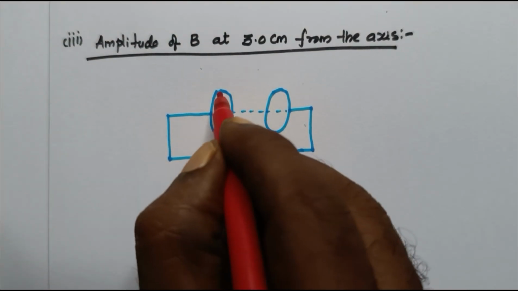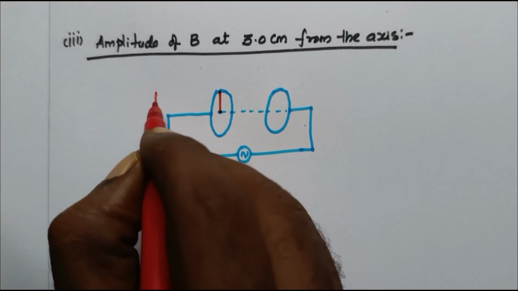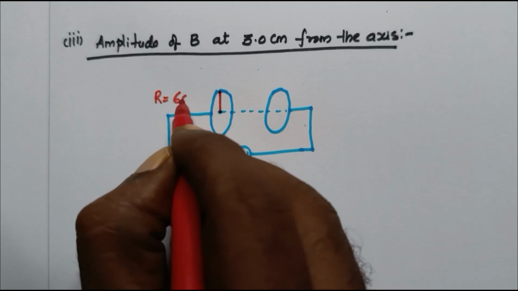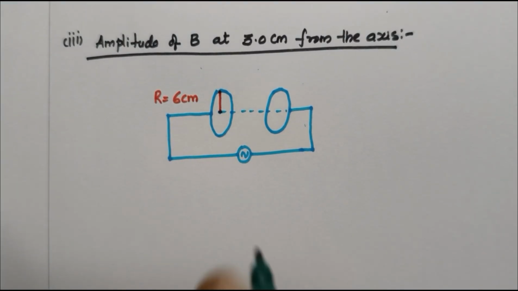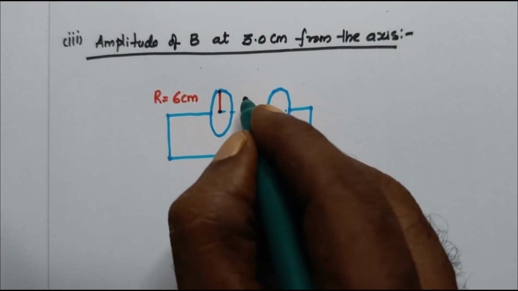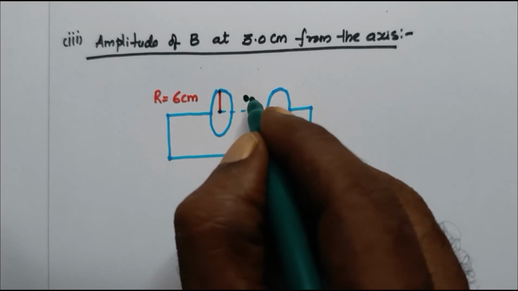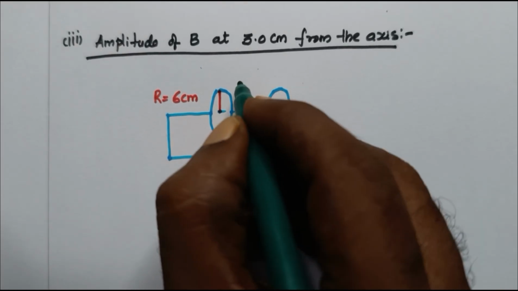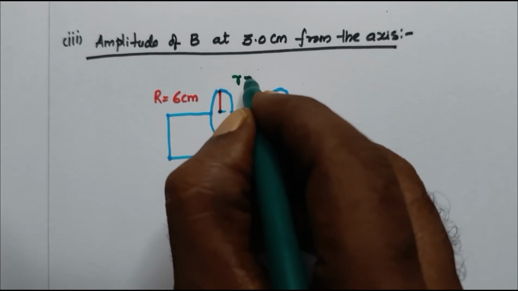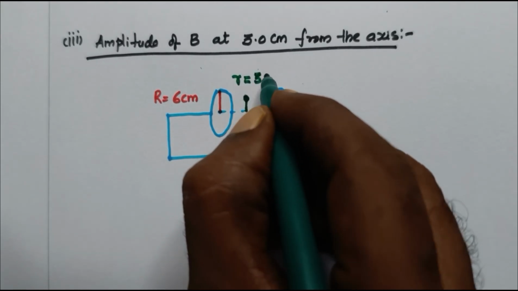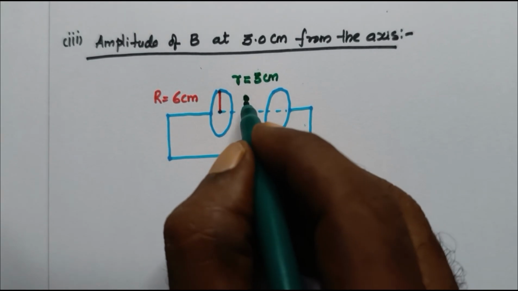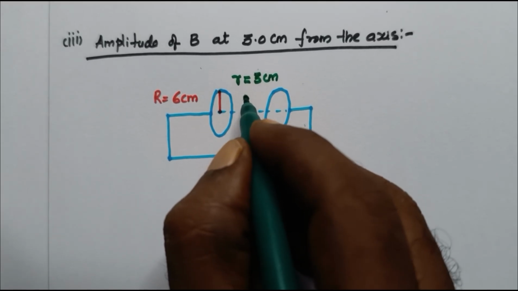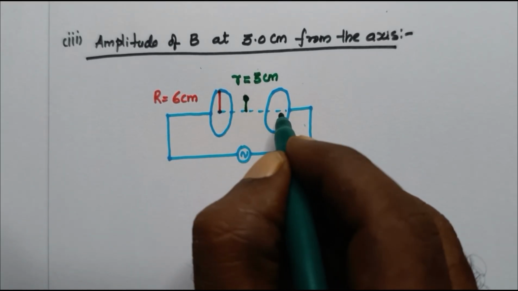The radius of the circular plate is given as R is equal to 6 centimeter. We have to find the magnetic field at a point 3 centimeter from the axis. Let us take this distance as small r. Small r is equal to 3 centimeter. We have to find the amplitude of the magnetic field at 3 centimeter from the axis.